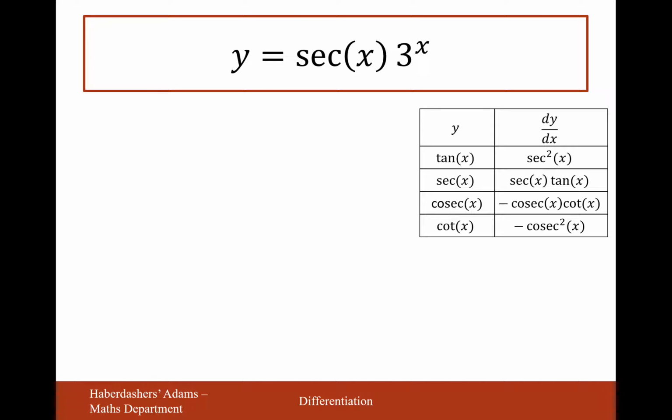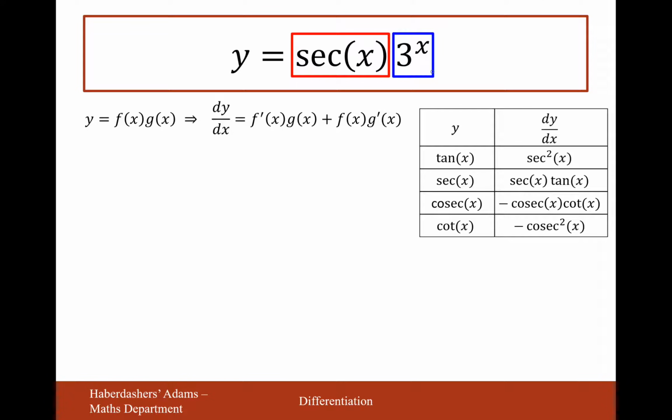Okay, moving on to the next one now. So combining what we've done before, we're going to remember how to differentiate 3 to the x. We've also got sec involved as well. This question here is a product rule differentiation. We've got two functions that are being multiplied together, so let's start differentiating them. Sec x is the first one to be differentiated. That will go to sec x tan x, multiplied by the original g function, that's 3 to the power of x, and then plus the original f function, that was sec x, times the derivative of the g function, that is ln 3, 3 to the power of x. And that's your final answer.